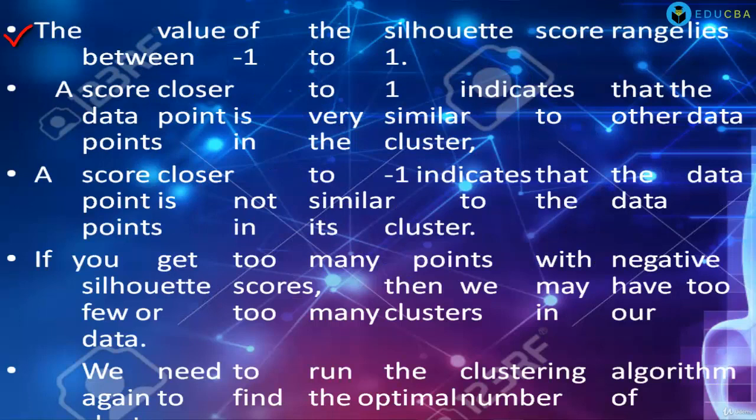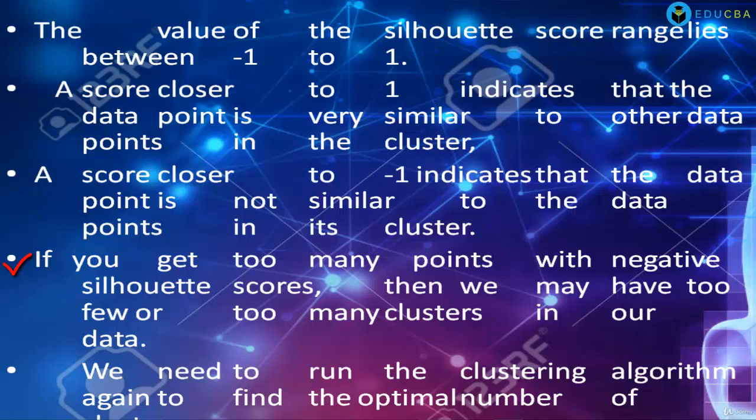Next, the value will range between -1 and 1. Now, what is the meaning of that number? A score closer to 1 indicates that the data point is very similar to the other data points in the cluster, and a score closer to -1 indicates that the data point is not similar to the data points in its cluster. So what is our requirement? Our requirement is a score closer to 1, as closer to 1 gives a good quality clustering of your dataset.